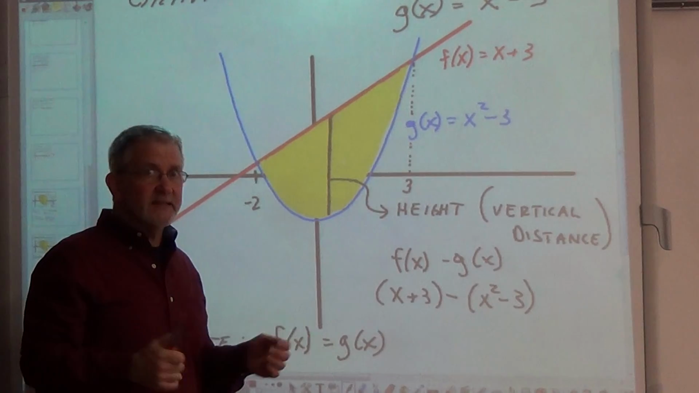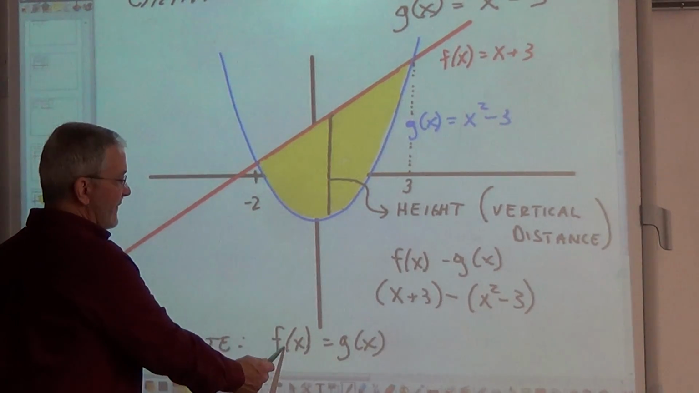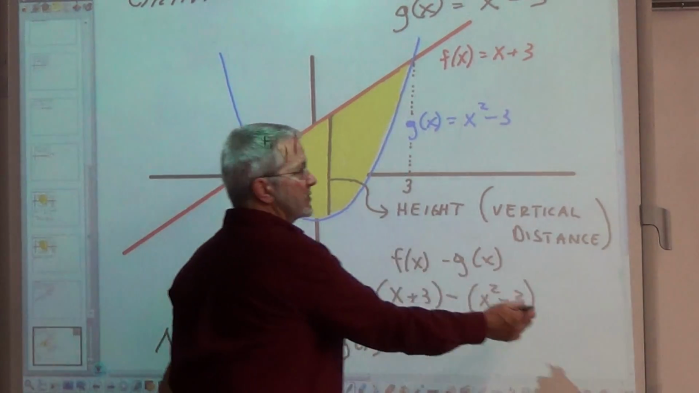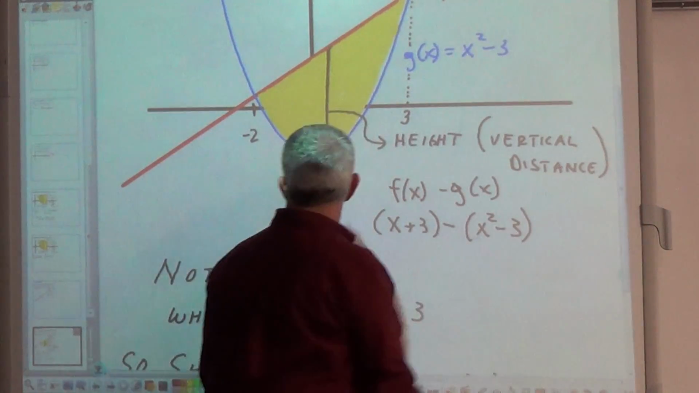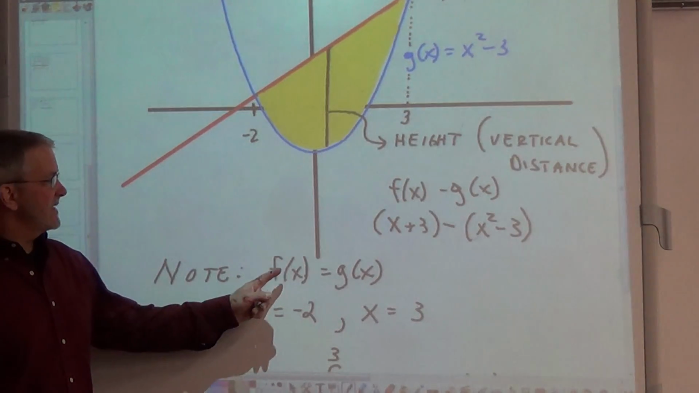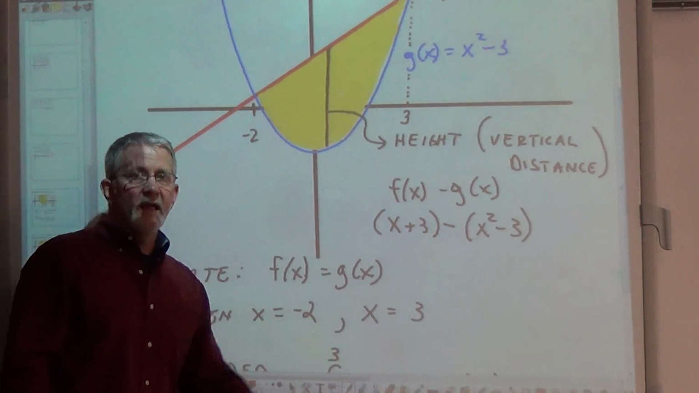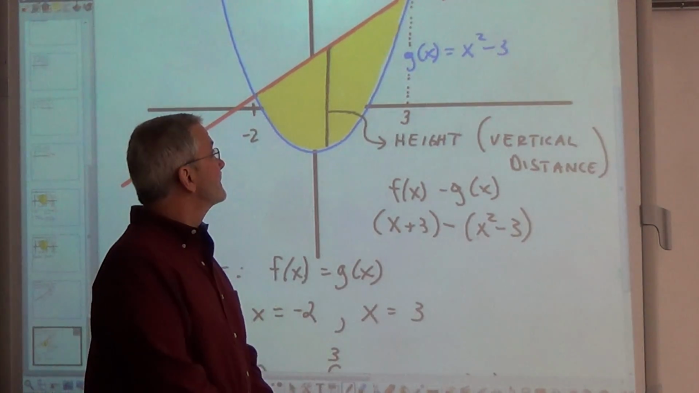I picked an easy example here, and it's easy to see that f of x is equal to g of x when x equals negative 2 and when x is equal to 3. That's going to give us our lower limit and our upper limit for my integral.